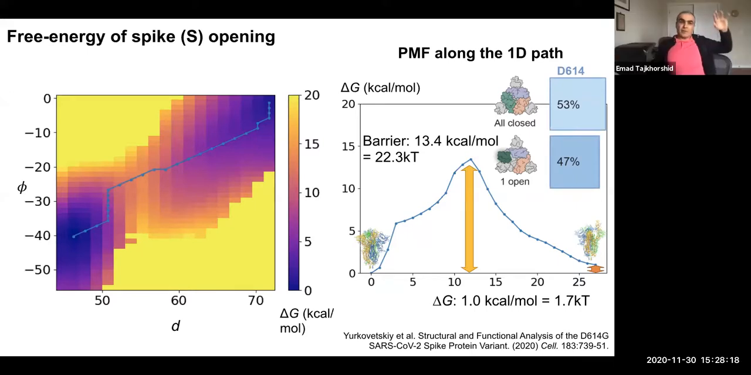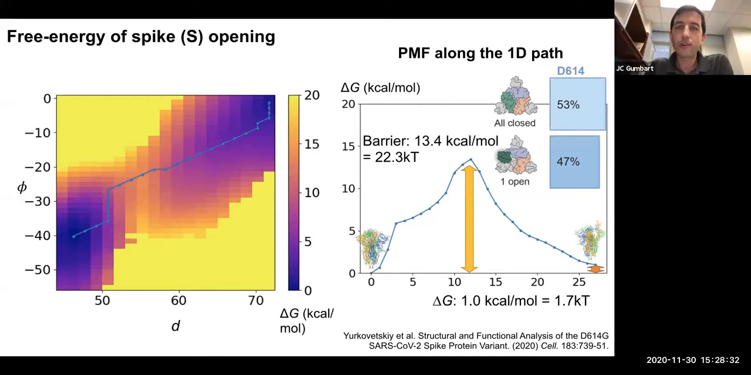JC, can I ask you a question? Yes, please. So to see the points in your grid, do you start from both structures, so from the open structure of the cryo-EM and the closed structure? That's a great question. We did start from both the closed and open to seed the states in between, and we used metadynamics to start filling out the space.